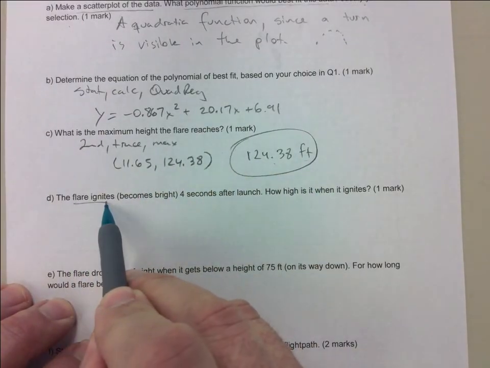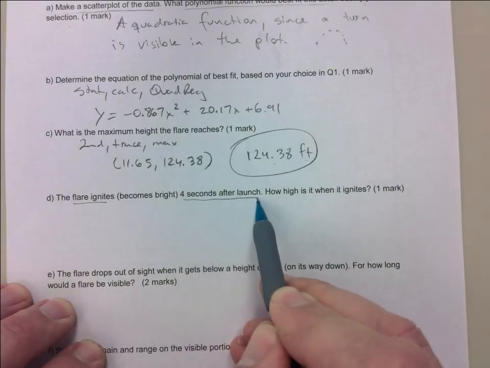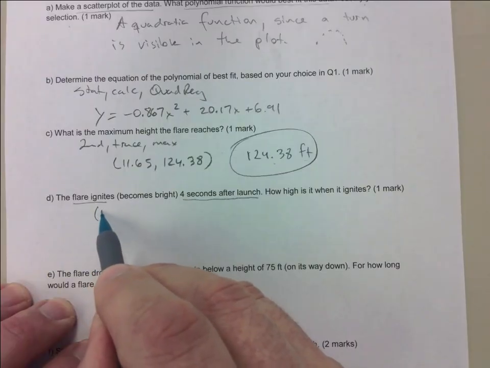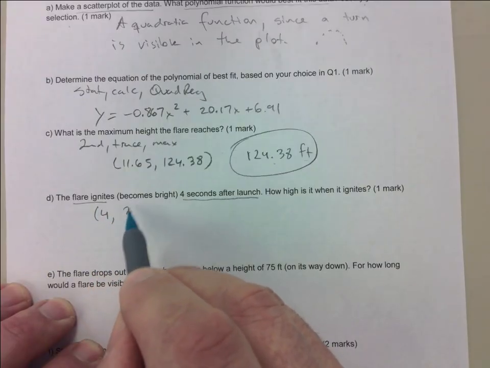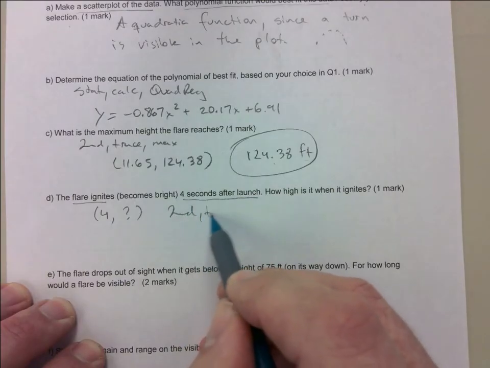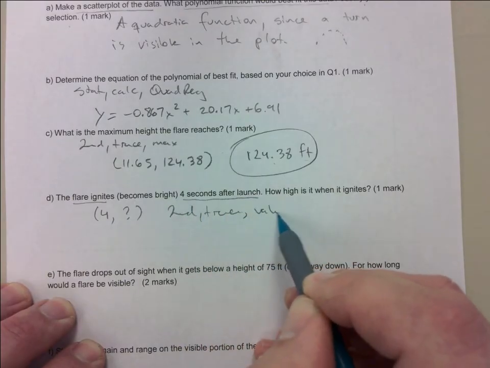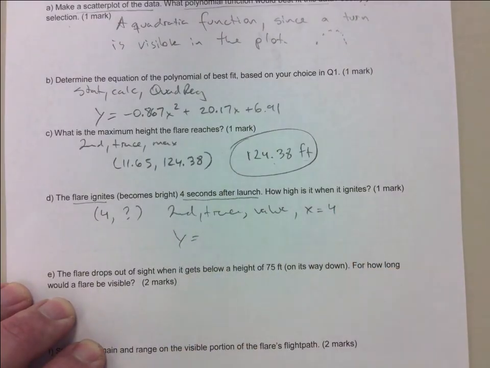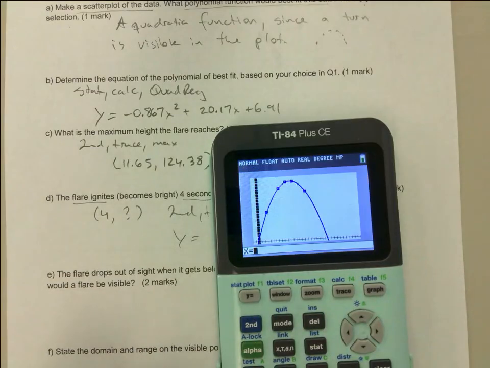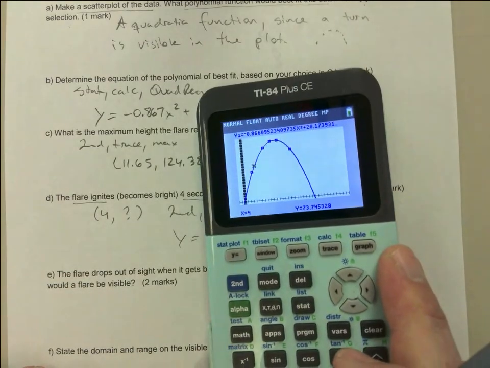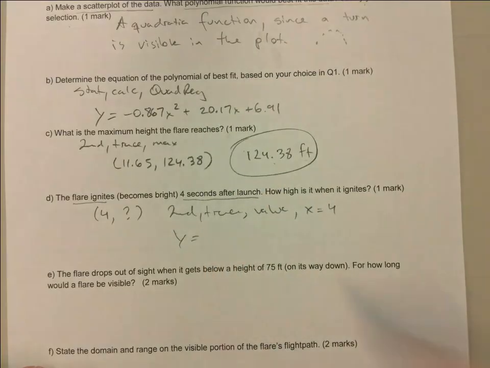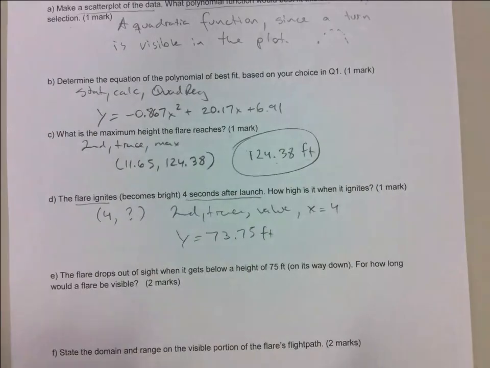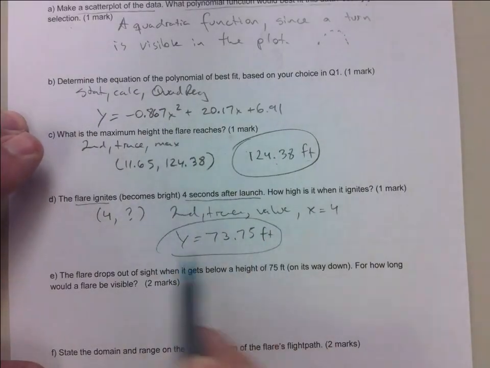The flare ignites 4 seconds after launch. How high is it when it ignites? They're basically saying when x is 4, what is y? That calls for second trace value. X is equal to 4. So we'll figure out y. That's 73.75. 73.75 feet. That is your answer. Okay.